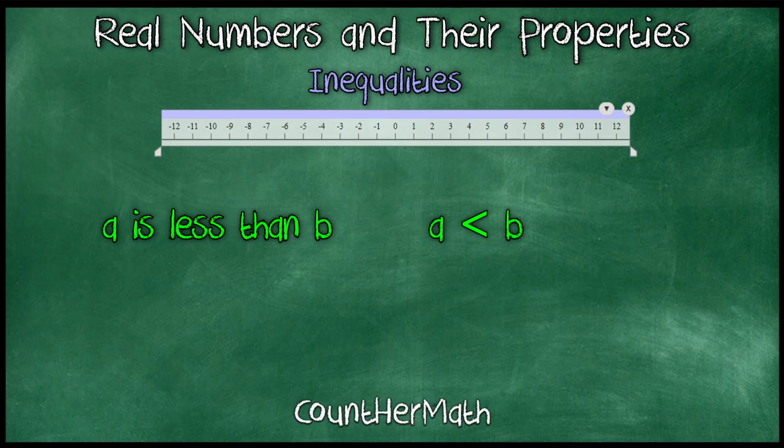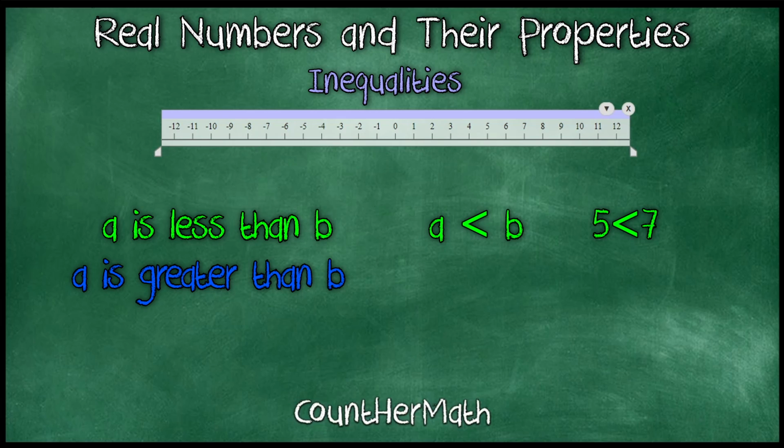An example would be 5 is less than 7. Our alligator's eating the 7. We can also say A is greater than B. We're going to reverse the sign, so now we have A is the big part to the little part, or A is greater than B. In the example, we'd flip this around, and now we're going to say 7 is greater than 5. The alligator still wants to eat the bigger number.